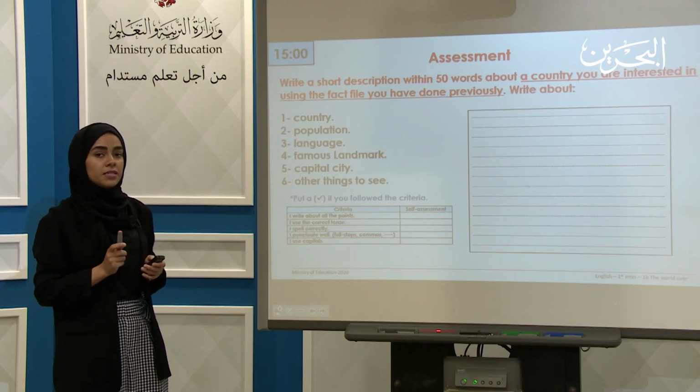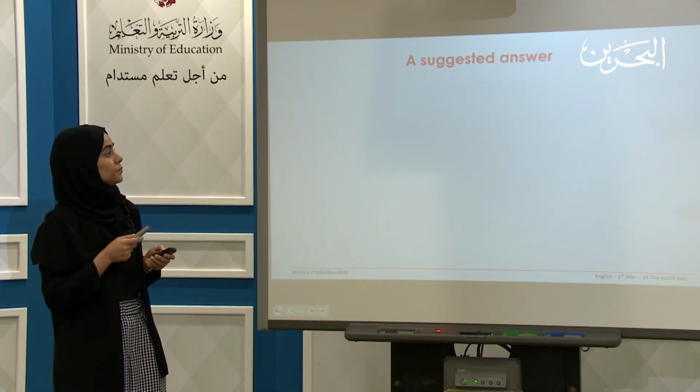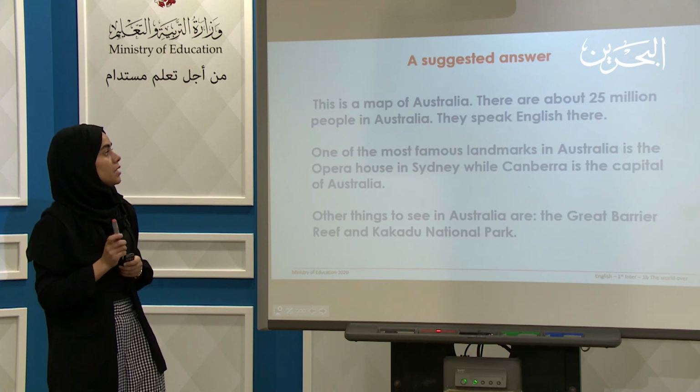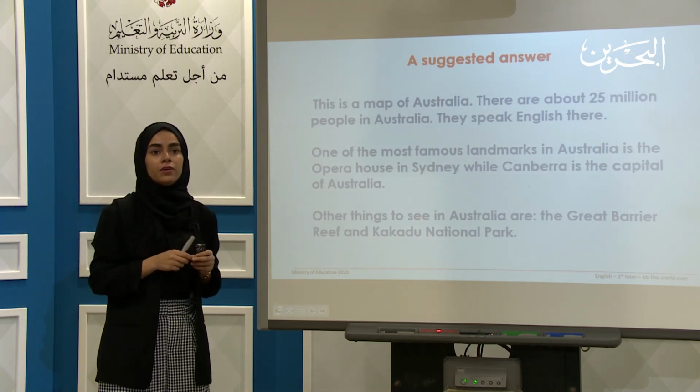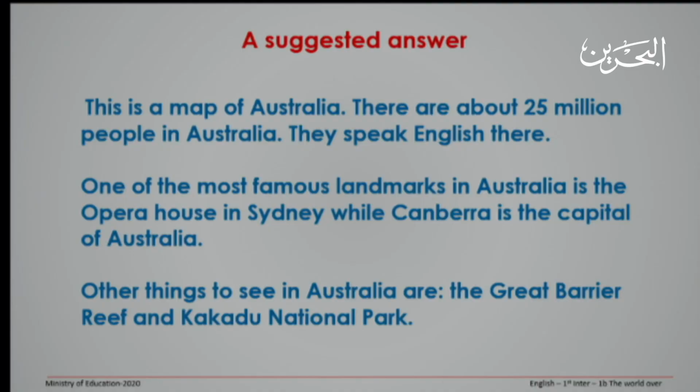Good job for completing this task. Now let's see the suggested answer for you. Let's read it together. This is a map of Australia. There are about 25 million people in Australia. They speak English there. One of the most famous landmarks in Australia is the Opera House in Sydney, while Canberra is the capital of Australia. Other things to see in Australia are the Great Barrier Reef and Kakadu National Park.